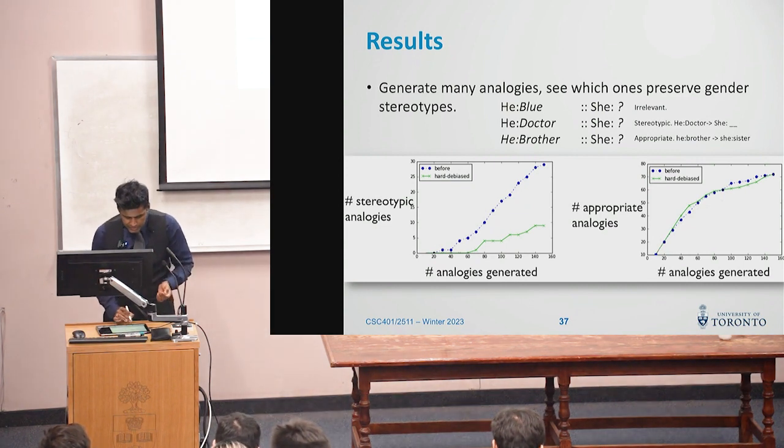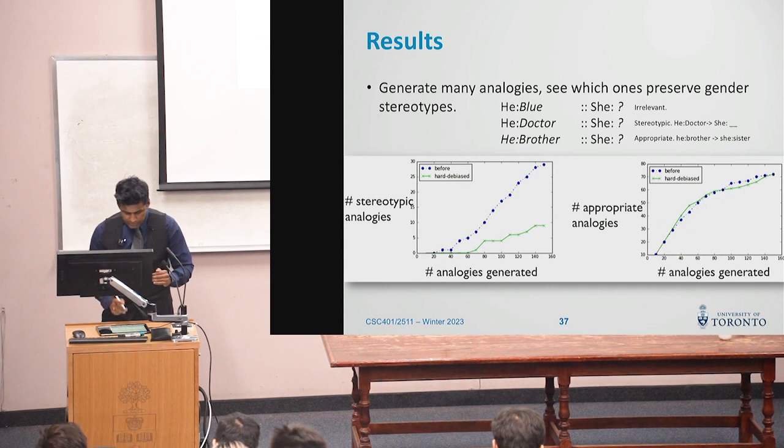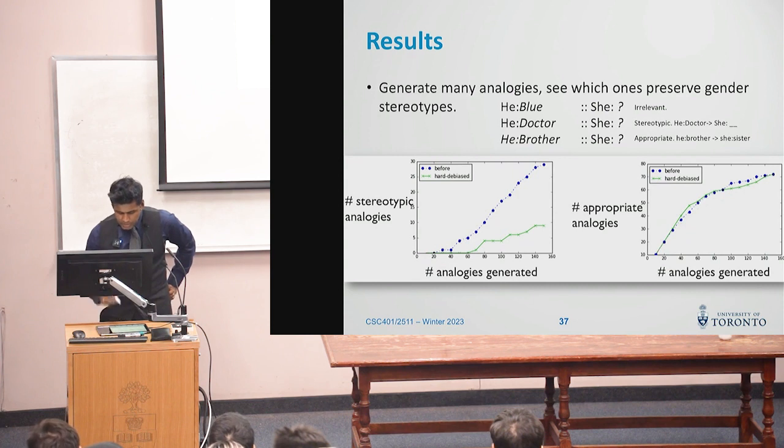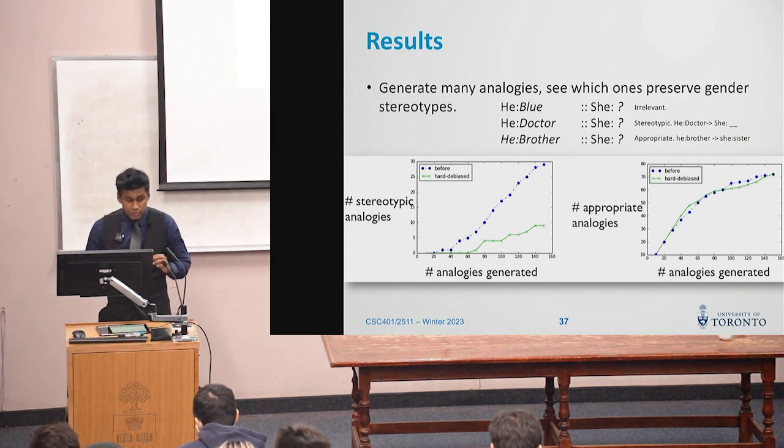On the left-hand side, you can see that the green line, now it's red, shows the hard debiasing. After debiasing, the analogies are generated, and the blue one shows before debiasing. For stereotypical analogies, we see that it's suppressed. That is what we want. However, also consider that there are certain analogies, as I said, that are appropriate, like he's to brother, she's to sister, right? So we do another set of appropriate analogies, and the results show that they're not suppressed, which is also what we want.